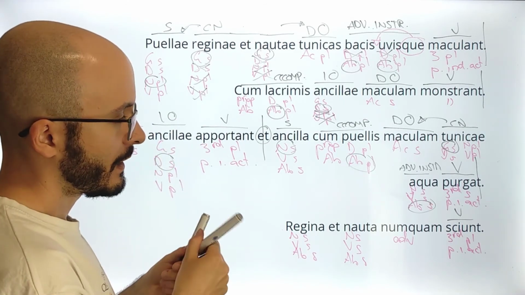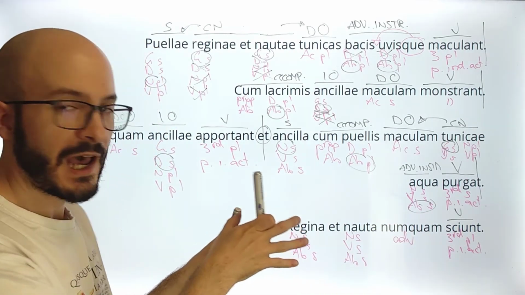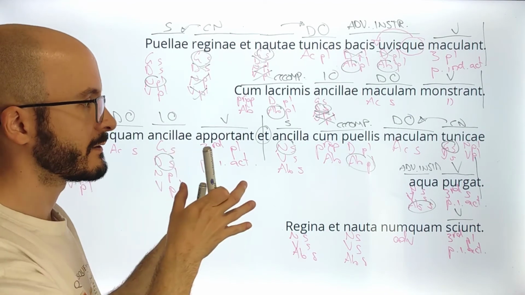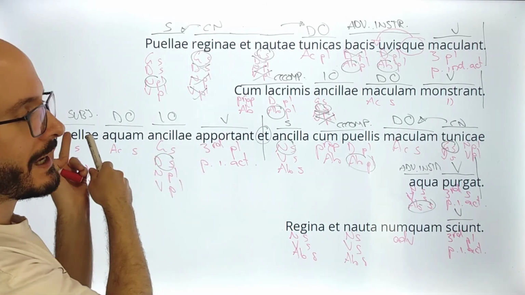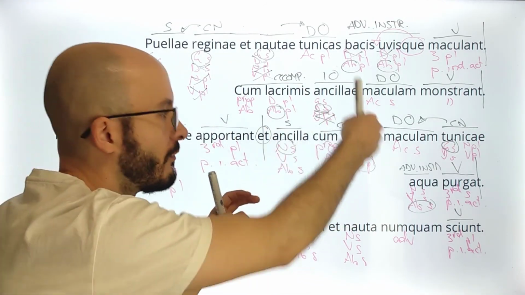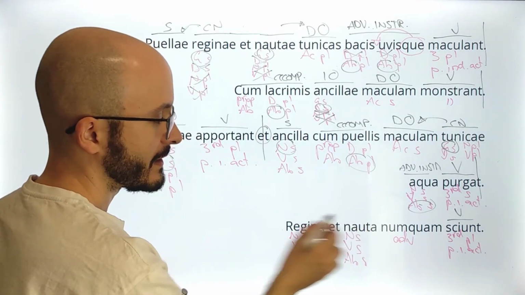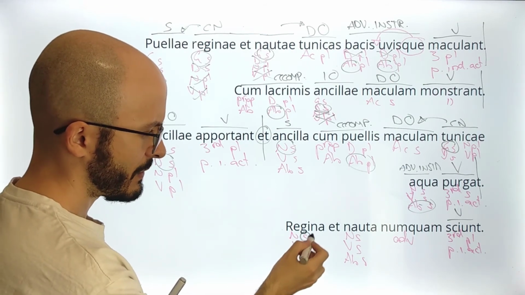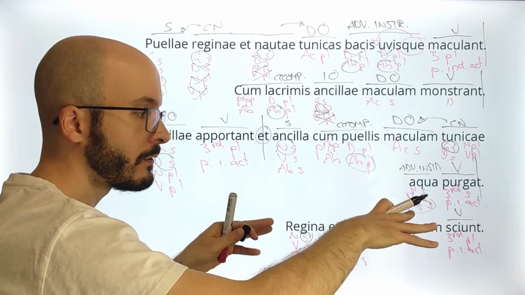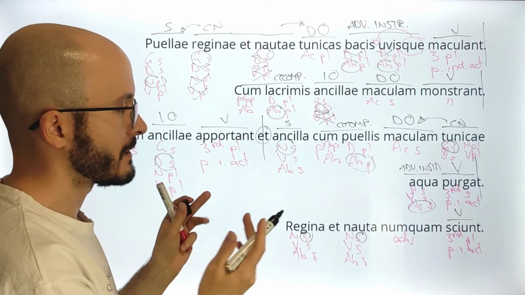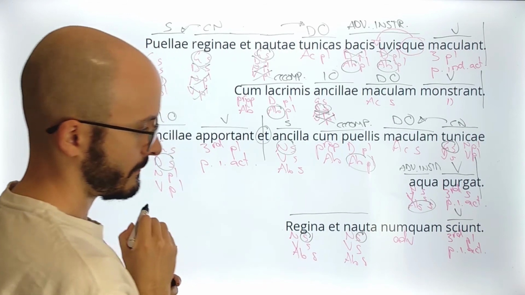Careful here, because we have a verb which is plural, but we don't have a nominative plural for the subject. We might think the subject is Puellae or ancilla cum puellis, all of them. No, this is the subject, Regina et nauta. But we have singular, and this is plural. They should be all singular or all plural. So what happens here? We know that et joins things, so this and this go together.